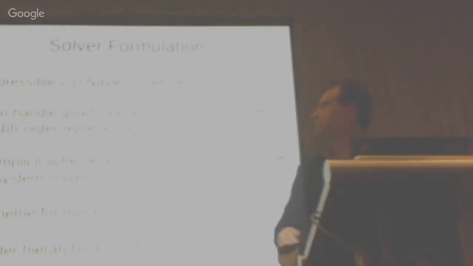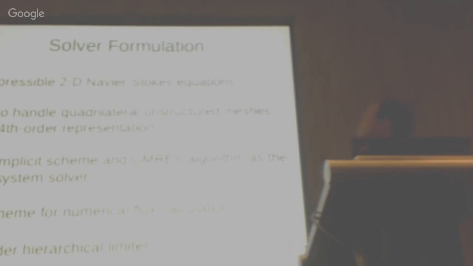So the solver formulation is a compressible 2D Navier-Stokes solver. It handles quadrilateral unstructured meshes up to fourth order reconstruction, actually. The implicit scheme we chose for the linear solution was the GMRES algorithm. The Roe scheme is used for numerical flux computation. And as for the limiting of the high order solution, we use a hierarchical moment limiter.